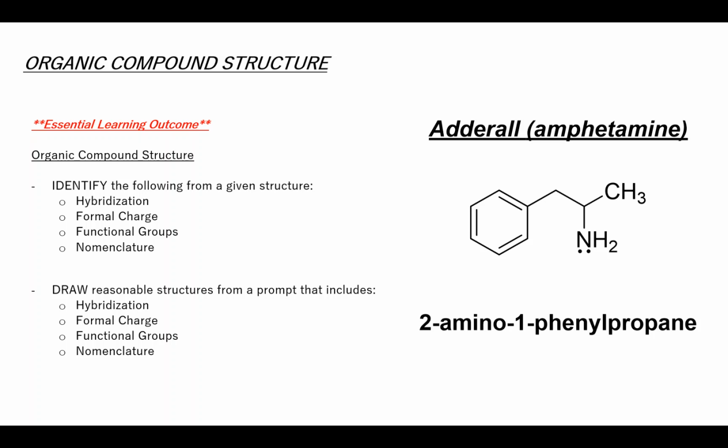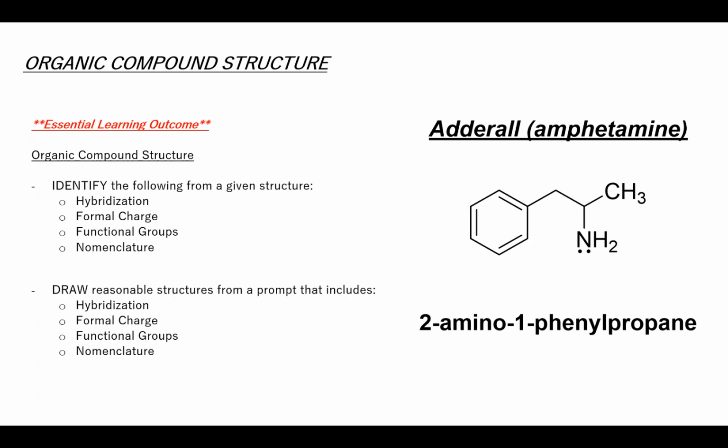When you want to know something about how this compound interacts with other compounds in the system, that's where we look at functional groups. And so what does it mean to have this nitrogen here that has a lone pair on it and all that kind of stuff. And then hybridization and formal charge will also tell us more about the overall structure.